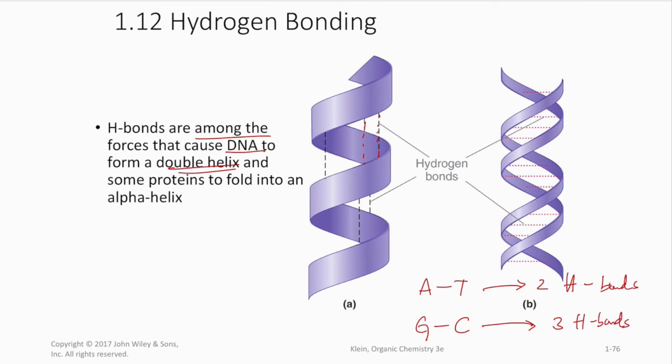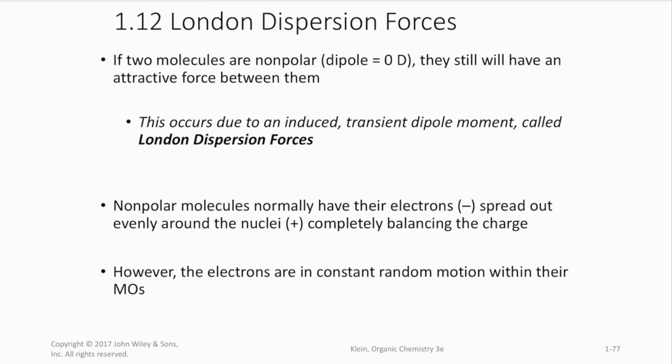So this is how a double helix structure is formed. So this is where you find A and T and G and C. So this is how you get the general structure of your DNA to form an alpha helix protein structure.